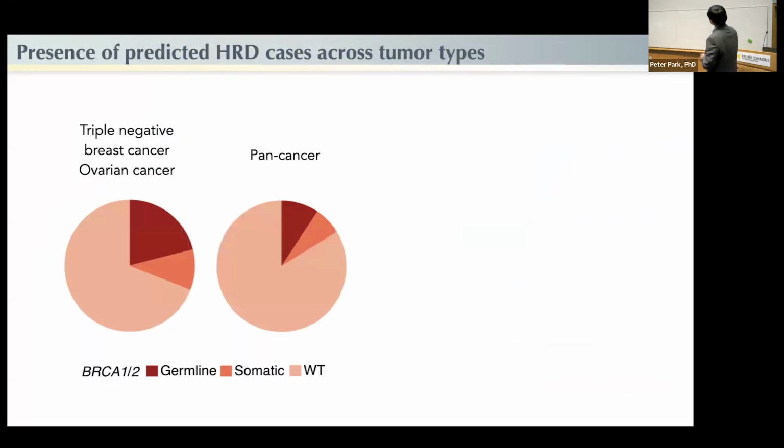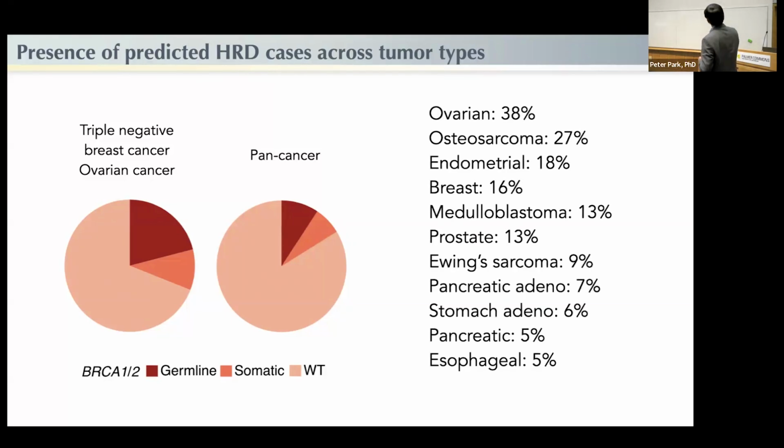Okay, so what do we find? Well, so we find that in the triple negative breast cancers and ovarian cancers, only a small fraction are actually BRCA1 or 2 cases, okay? The majority are actually BRCA wild type, but they still show HRD signature, right? So if you just give PARP inhibitors to BRCA1 mutant cases, you're only doing it to 30% of the cases. You're missing the 70%.